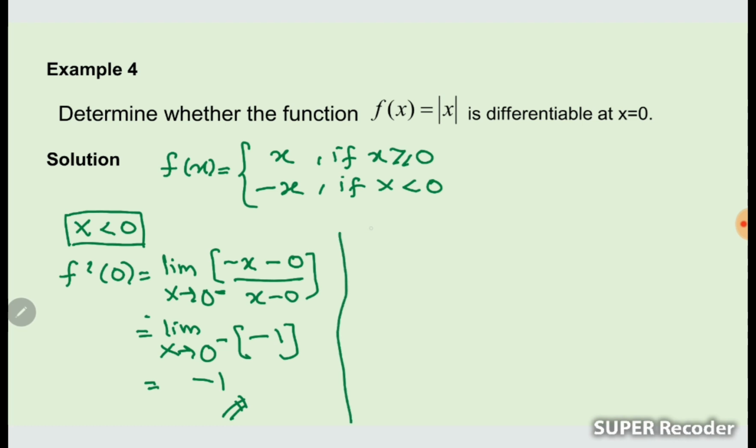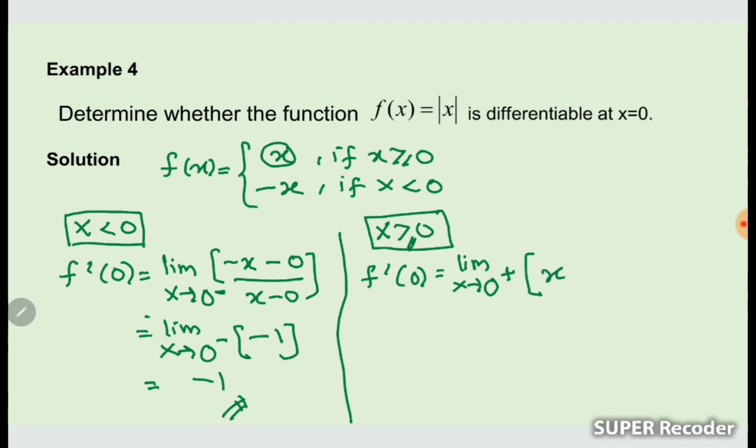Okay, now we do the second part, that is when x is more than or equal to 0. So f prime 0 is equal to the limit when x approaches 0 from the right for the function f(x) minus f(0). What is f(x) when x approaches 0 from the right? The answer is x. So x minus f(0), f(0) is 0, over x minus 0.